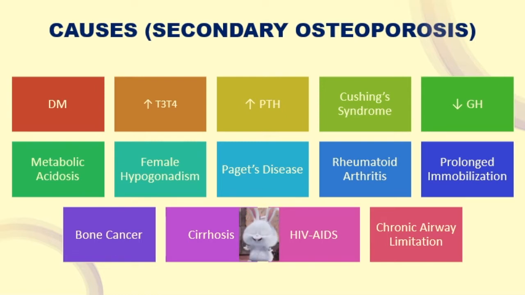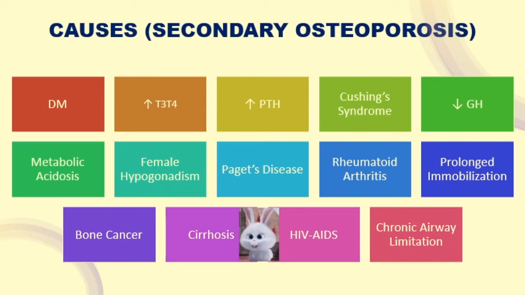Then you have your Paget's disease. So your Paget's disease is also characterized by an increase of osteoclastic activity. Okay, one of the differences of your Paget's disease to your osteoporosis is that even if there is an increase of osteoclastic activity in Paget's disease, there is a compensatory increase of your osteoblastic activity. We'll talk about that later on. Then you have your rheumatoid arthritis, okay, another autoimmune disorder. Then you have prolonged immobilization.